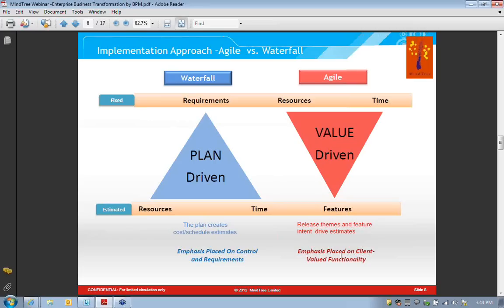Here, we are trying to compare 2 models. One is traditional. Every one of us knows what the waterfall model is all about. I have just depicted over here 2 horizontal lines. One is fixed, one is estimated. So let us just focus on the left side of it, the waterfall model. What is fixed over here?